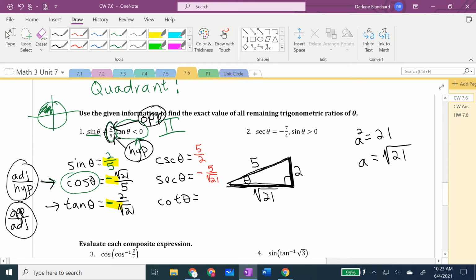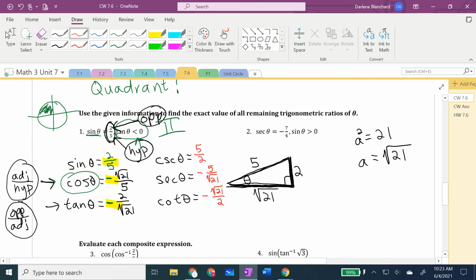And then the reciprocal of tangent is negative root 21 over 2. So when I find the reciprocal, I don't change whether it's positive or negative, but I swap numerator and denominator. And then I'm done. That whole problem is done.